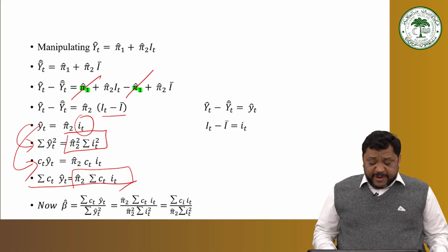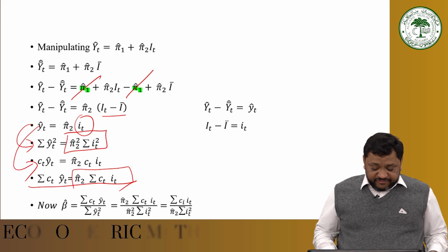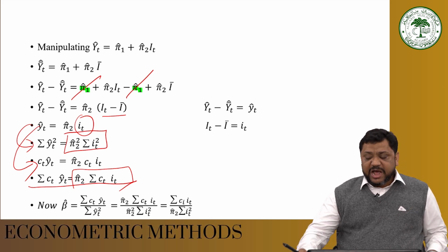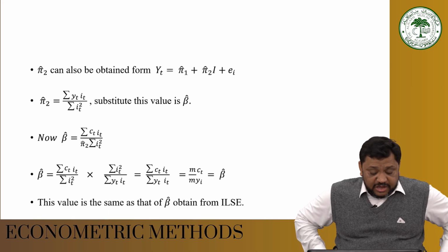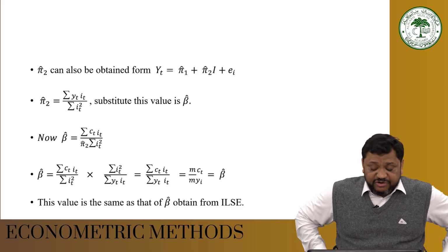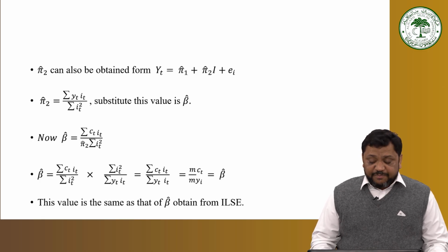Now the numerator pi 2 hat gets cancelled and the denominator 1 is left. So we can write it as summation ci it divided by pi 2 hat summation it square. Now this pi 2 can also be obtained from our reduced form equation, Yt is equal to pi 1 hat plus pi 2 hat I plus ei.